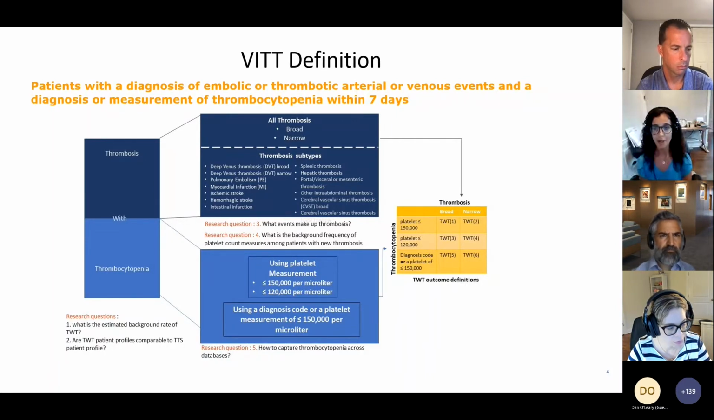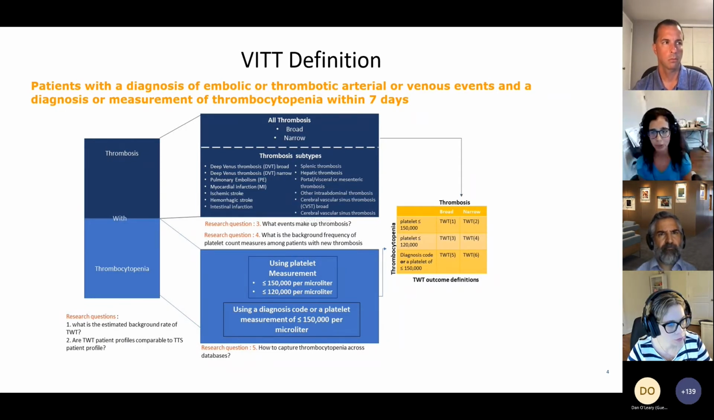But then other spontaneous reports coming from VATT cases also showed that they can come with things like DVT and PE, very common kinds of thrombosis. So we wanted to see what we observe in observational data. So the question was, what events make up thrombosis and what is that breakdown?